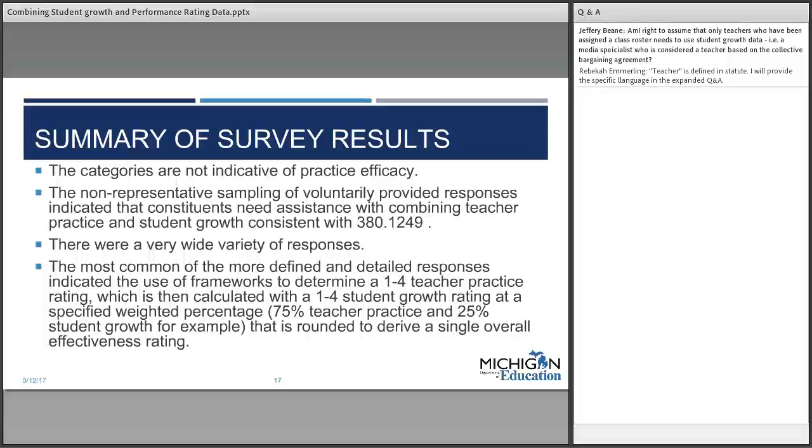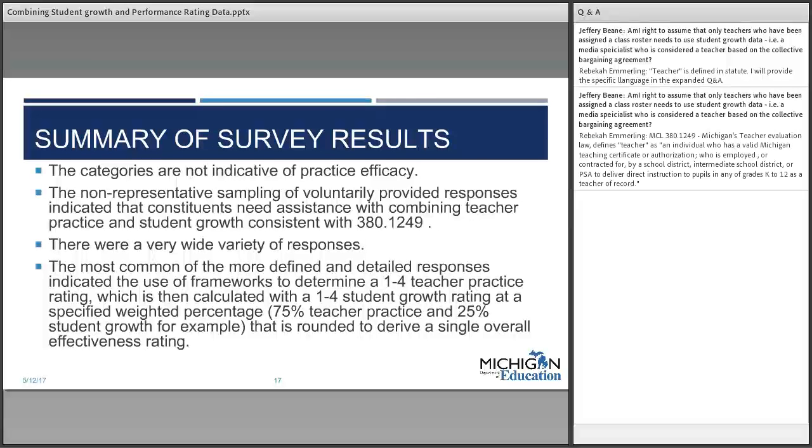But the non-representative sampling of voluntarily provided responses really indicated that people in the field need assistance with combining teacher practice and student growth data in a way that's consistent with our current legislation, which is 380.1249. There was a very wide variety of responses within the survey, to the point where I was a bit surprised at how different the practices are across the state for combining teacher practice and student growth.